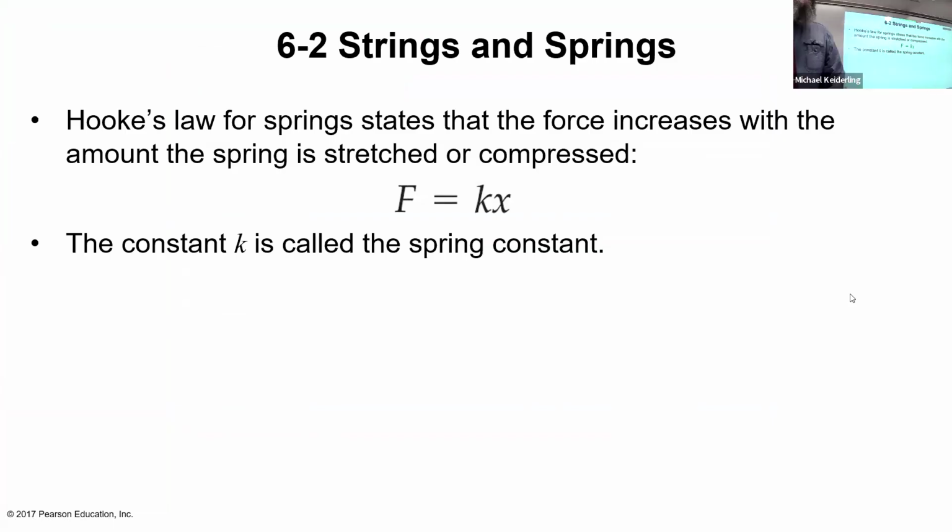Okay, so we were talking about strings and springs. We have Hooke's law. Hooke's law is for springs. The amount of force from a spring is Kx. This is usually written as force equals minus Kx, because the force is in the opposite direction. The force provided by the spring is opposite the direction that the spring is pushed or pulled. And that constant K is called the spring constant.